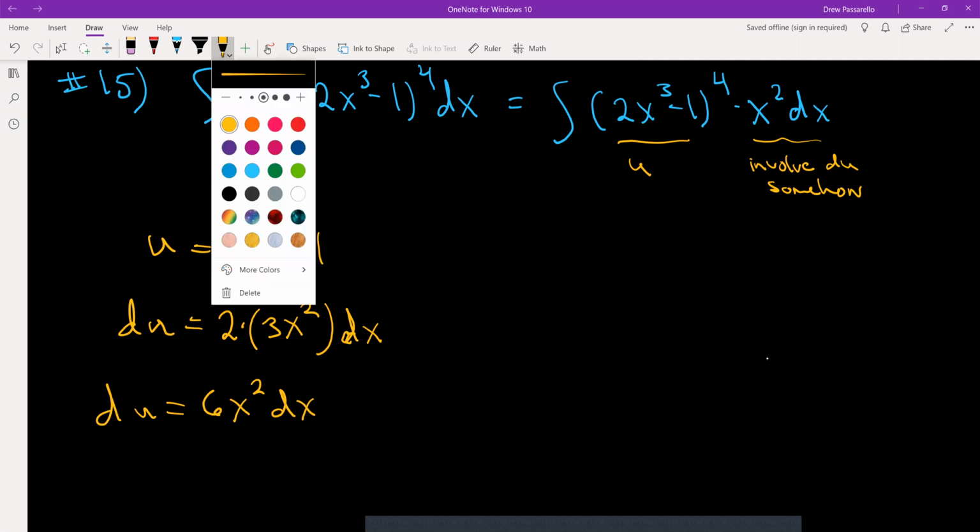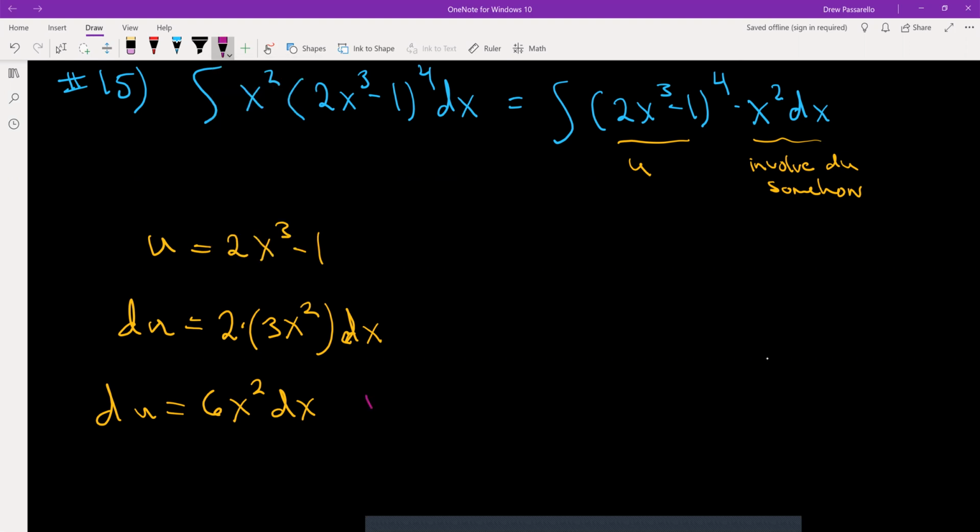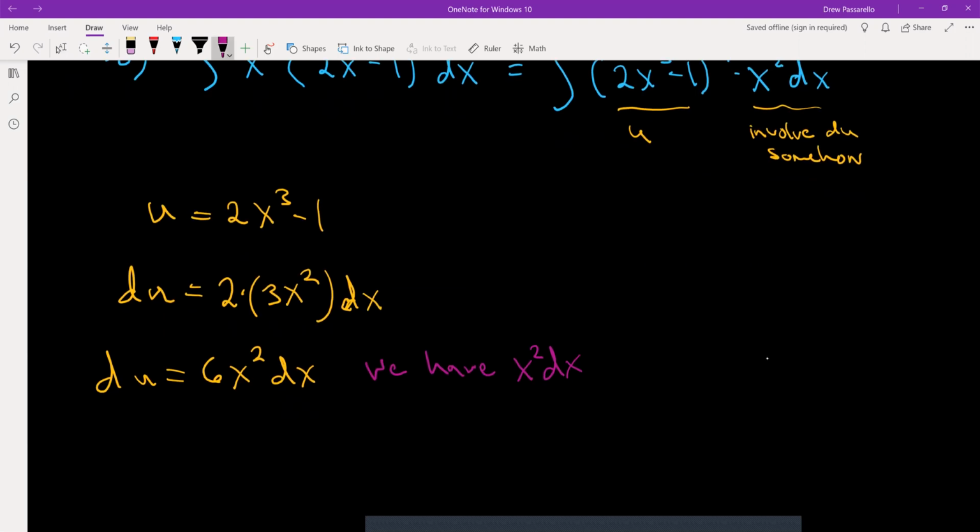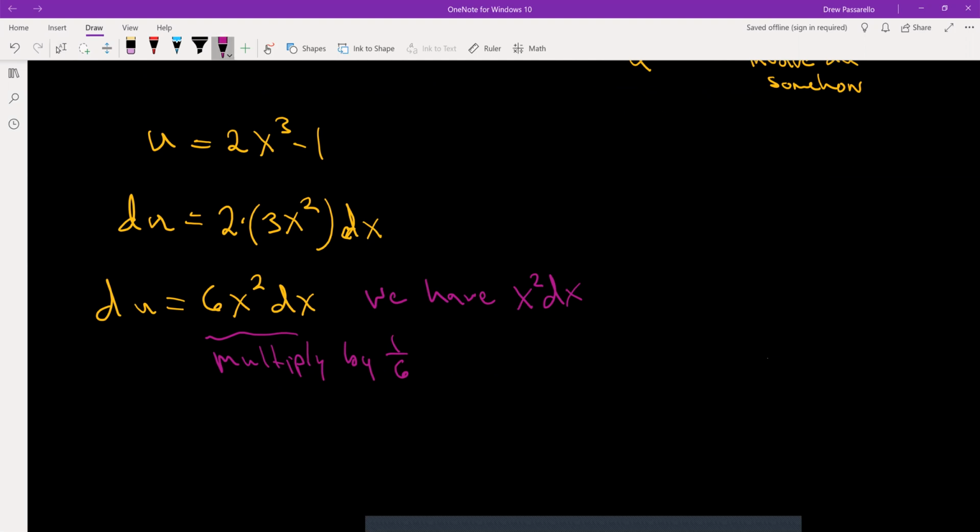Now notice in the problem, I have x squared dx. So I need to rewrite this so that it only has x squared dx. I would multiply by 1/6 to get rid of the 6. If I multiply both sides by 1/6, on the left side you just get 1/6 du. The 6 times the 1/6 cancel each other out to be 1, so you basically have 1 times x squared dx, which is just x squared dx. So the 6 goes away if I multiply both sides by 1/6.